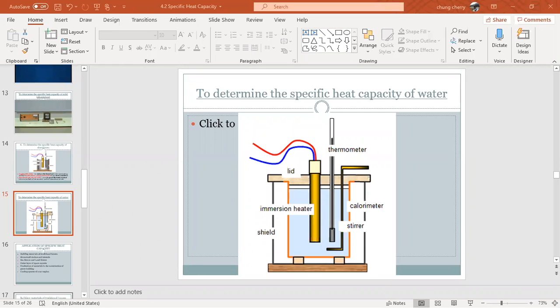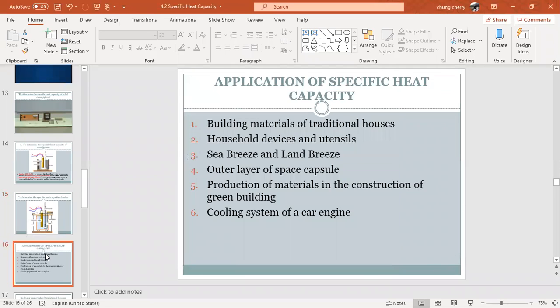Now we will go to the last part of specific heat capacity, which is the application of specific heat capacity. Since we know that if you have a smaller specific heat capacity, it will heat up faster, and it will also release heat faster as well. Heats up faster, cools down faster.